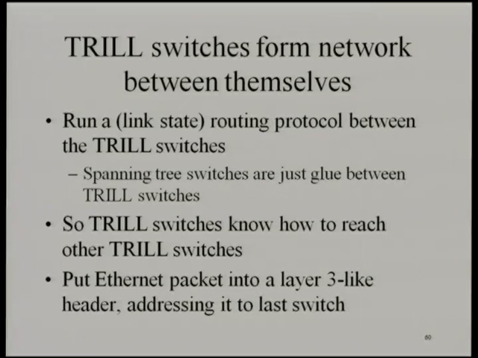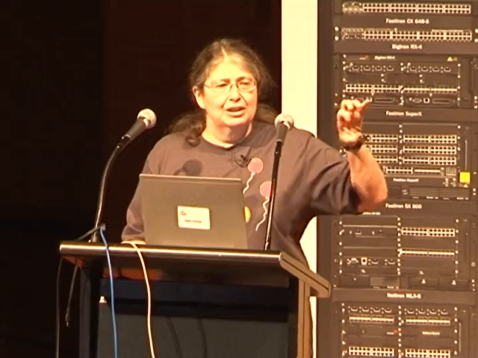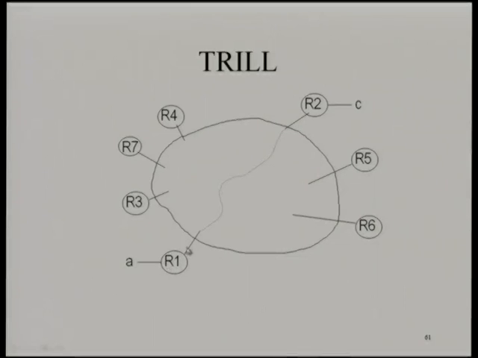And so the TRILL switches know how to reach other TRILL switches, and then you put your Ethernet packet into a TRILL header, which is like a Layer 3 header that says who the first switch is and who the last switch is. So A transmits an Ethernet packet, R1 puts it in a TRILL header, addressing it to R2. The guys in between here don't need to know anything about where the end nodes are. They're just routing towards R2. R2 removes the header, and out pops an Ethernet packet again.